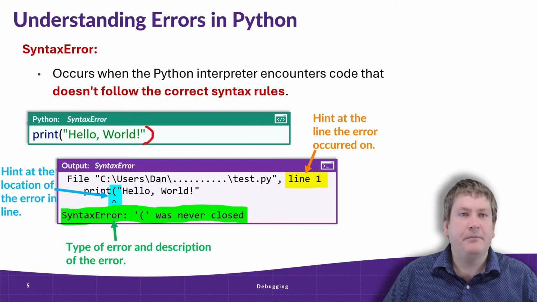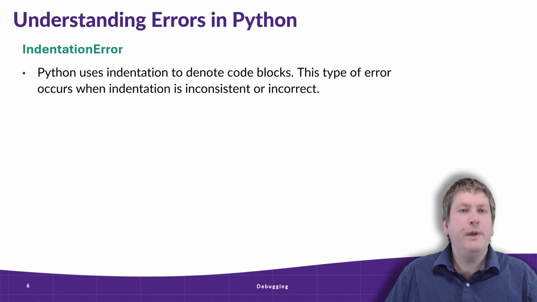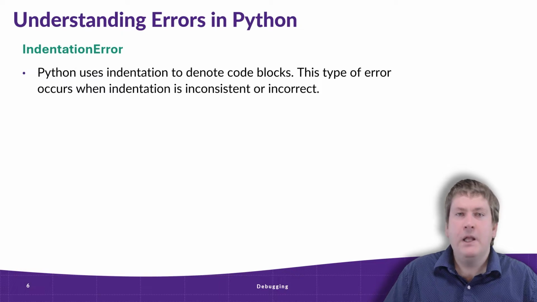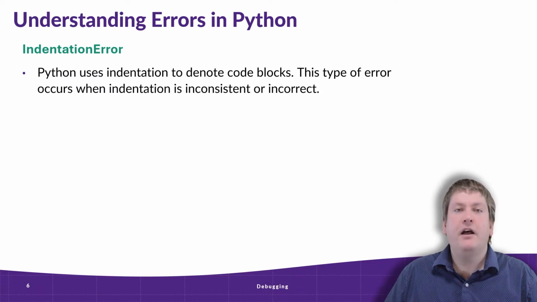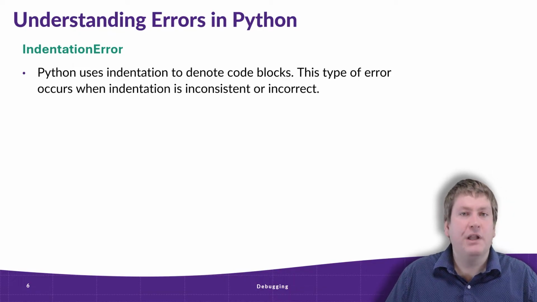Let's take a look at another type of error. So here we have indentation error. And as you might expect, this is errors related to the indentation of your code. Remember, Python uses indentation to denote code blocks. So if you don't indent this code correctly, we could get an indentation error. This could be a result of inconsistent or incorrect indentation.